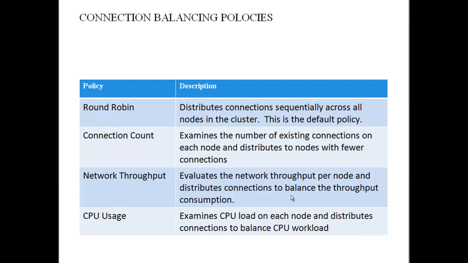The connection balancing policies, round robin, connection count, network throughput, and CPU usage, determine which particular node will receive the client request. Round robin distributes connections sequentially across all nodes in the cluster. That's the default. Connection count examines the number of existing connections on each node and distributes to nodes with fewer connections. Network throughput evaluates the network throughput per node and distributes connections to balance the throughput consumption. And CPU usage examines CPU load on each node and distributes connections to balance the CPU workload.